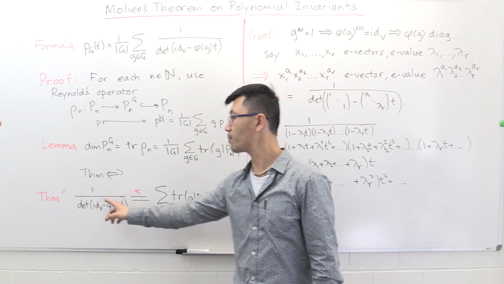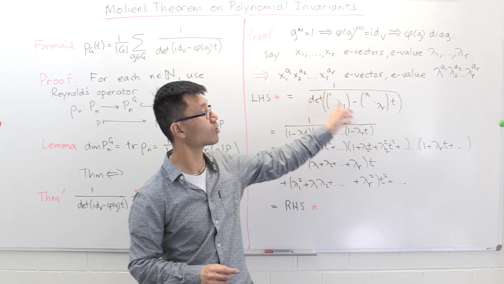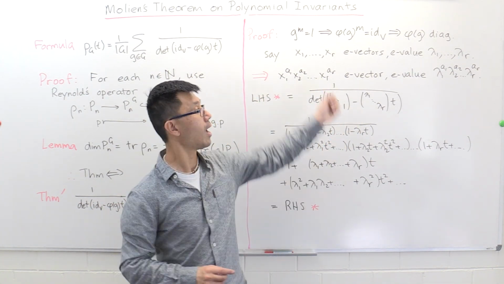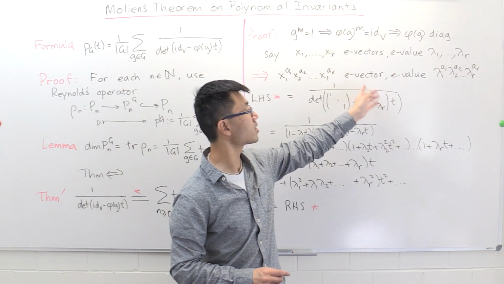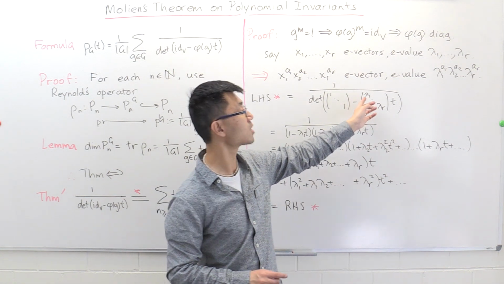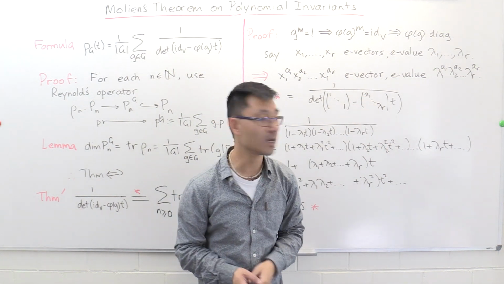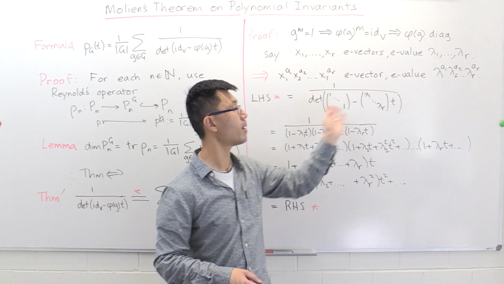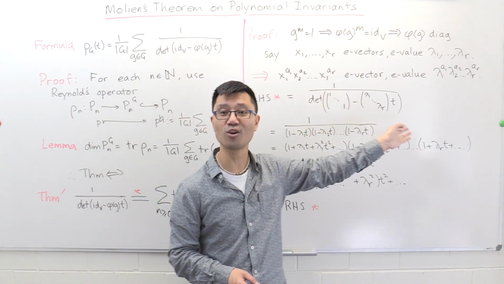And then with respect to that basis, what do we have? The identity is, of course, just the identity matrix. And since we have a basis of eigenvectors, you have a diagonal matrix here, and the diagonal entries are just the eigenvalues lambda 1 down to lambda r. You subtract here two diagonal matrices, so you're just taking a determinant of a diagonal matrix here.